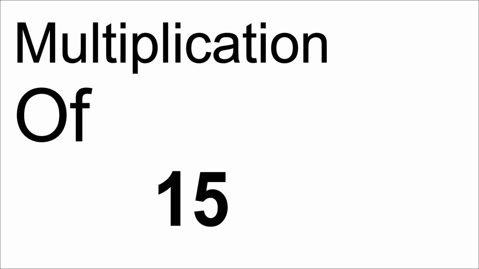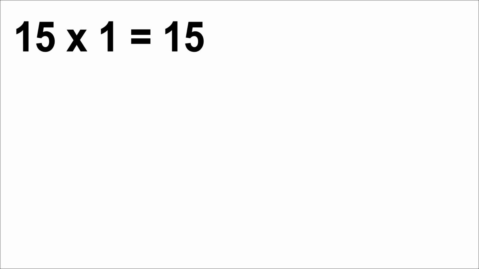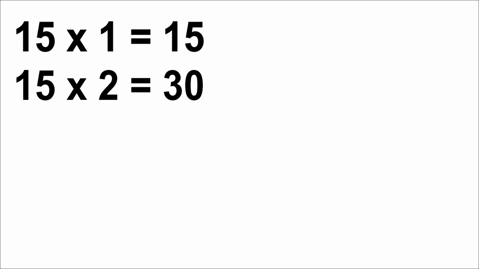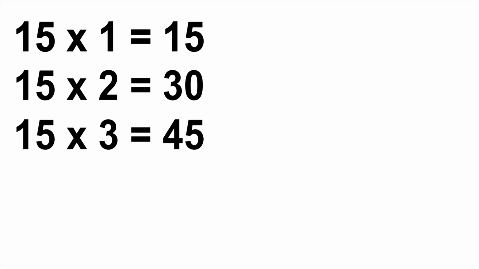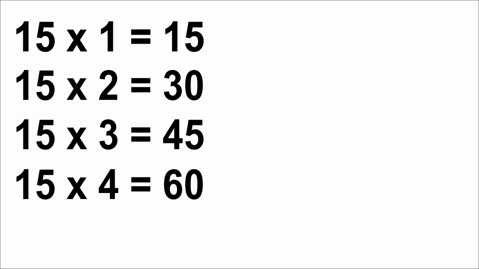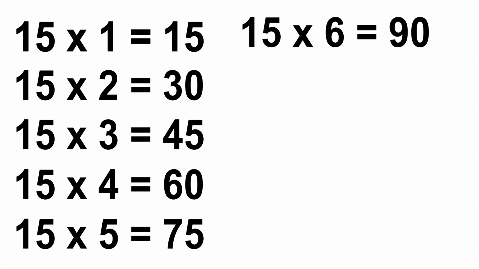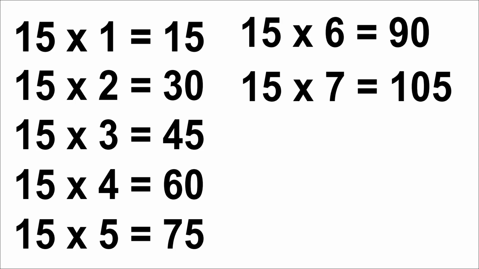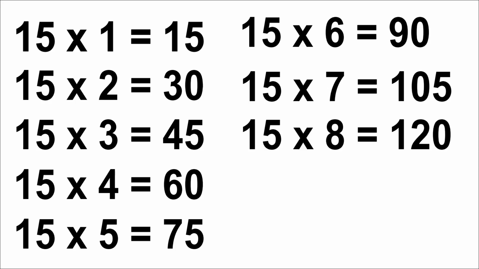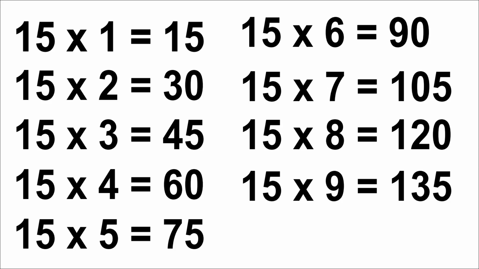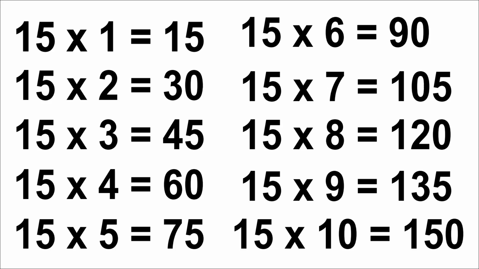Multiplication of 15. 15 times 1 is 15. 15 times 2 is 30. 15 times 3 is 45. 15 times 4 is 60. 15 times 5 is 75. 15 times 6 is 90. 15 times 7 is 105. 15 times 8 is 120. 15 times 9 is 135. 15 times 10 is 150.